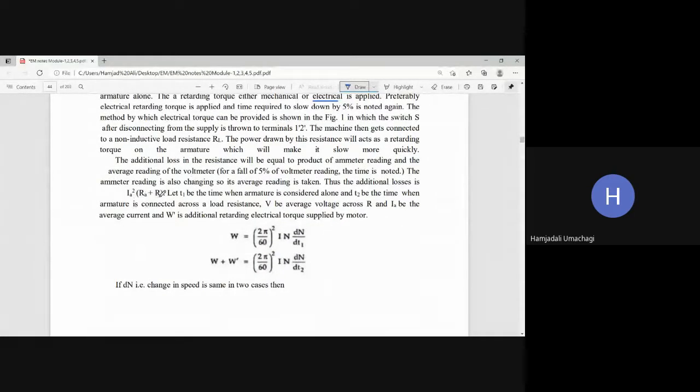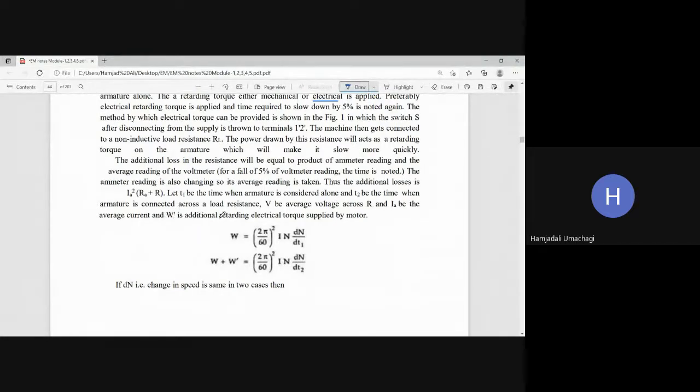IA squared into (RA plus R). Let T1 be the time when the armature is considered alone, and T2 be the time when the armature is connected across the load resistance. First case, considering the armature alone. In the second case, after throwing the switch to 1' and 2', the load resistance comes into the picture and the time taken to slow down the machine is T2. Let V be the average voltage across R, and IA be the average current.